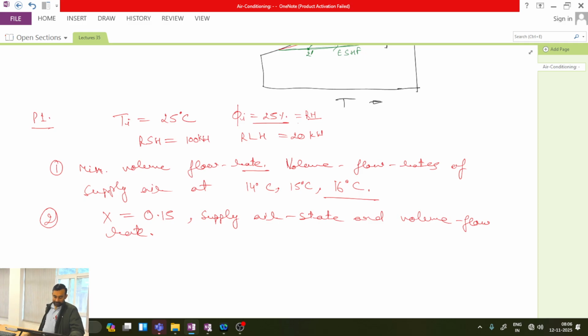There were two parts. In the first part, we need to calculate the minimum volume flow rate. What will be the minimum volume flow rate? And in the second part, in this question only, we also need to calculate the volume flow rates of supply air if the exit temperature of the supply air is 14, 15 and 16 degrees Celsius. Then if we consider x equal to 0.15, what is x? Bypass factor. If the bypass factor is 0.15, then what will be the supply air state and the volume flow rate?